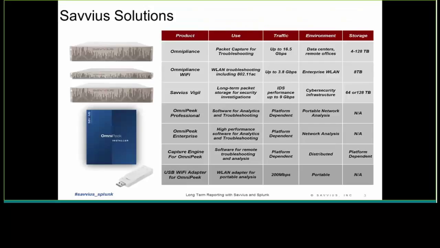So, first of all, Savvius Solutions. What we offer are Omni appliances and software for capturing network traffic and doing analysis. As well, we are well known for our ability to do high-speed capture to disk, but that is not the use case here. What we're looking to do is put our Omni appliances in the data center as well as on the edges and give you much better visibility into the overall network and to be able to get trends on that information as well.